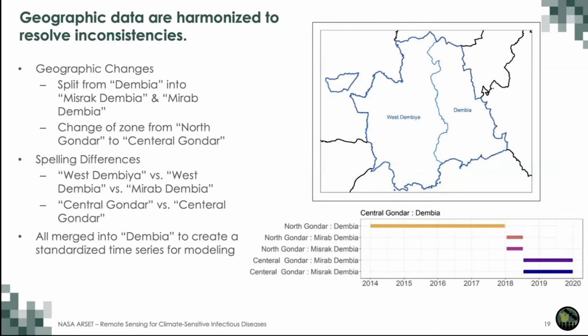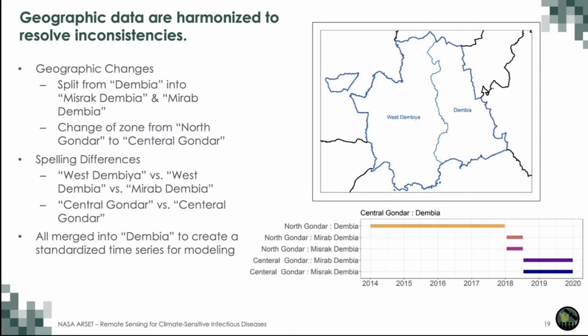So let me talk about some of these challenges because these are specific to the application in Ethiopia. But in my broader experience, these are more general types of challenges that we often have to grapple with, whatever your application is and wherever you're working. So geographic data are not necessarily consistent. We have a variety of issues going on here.